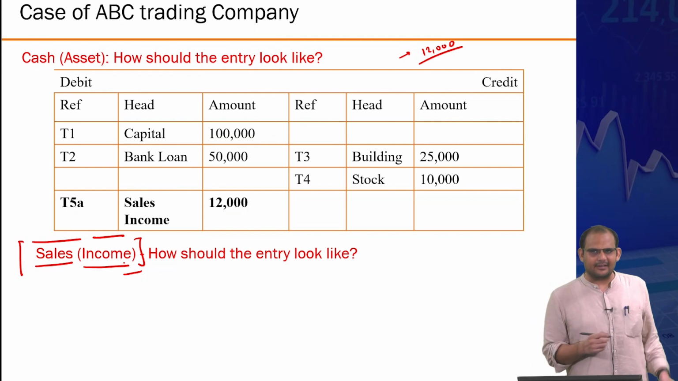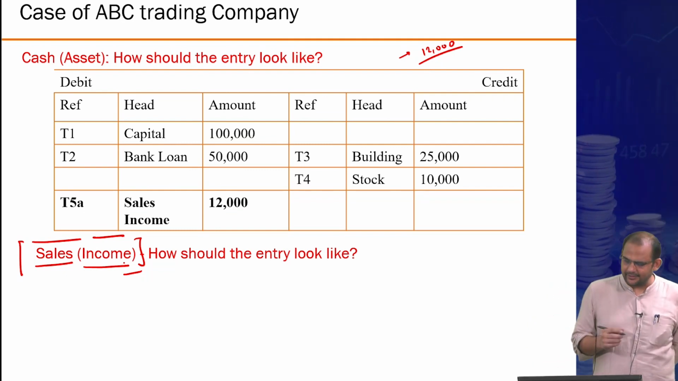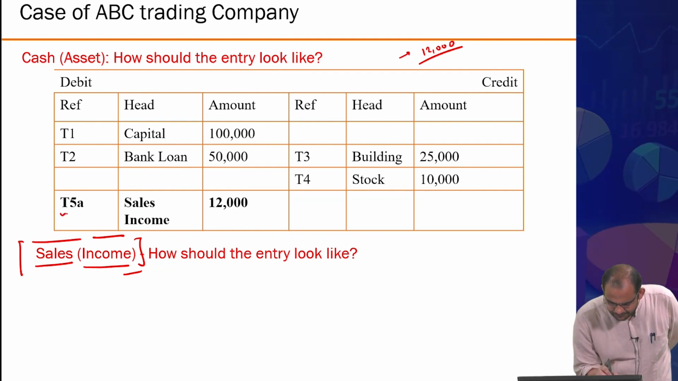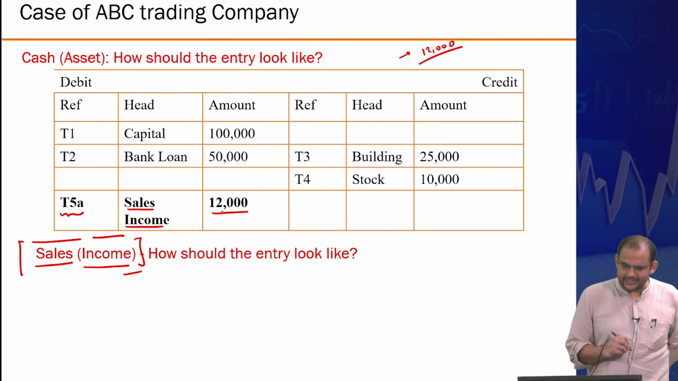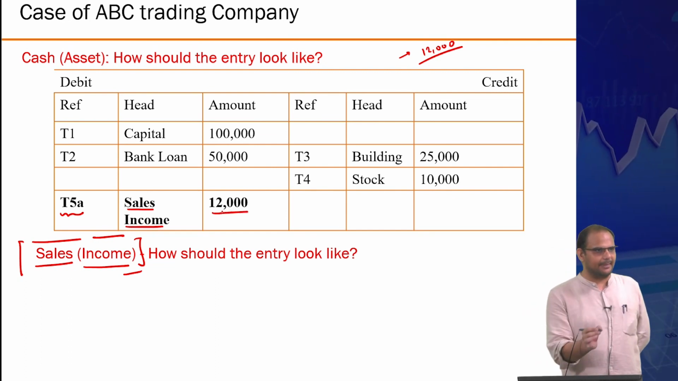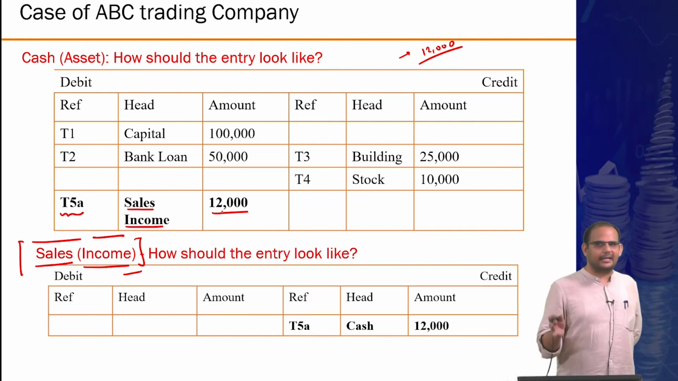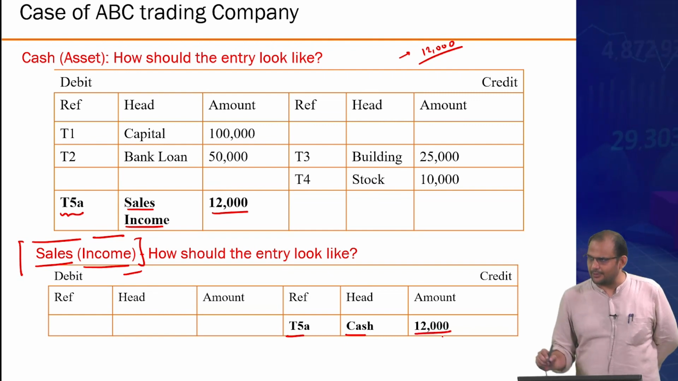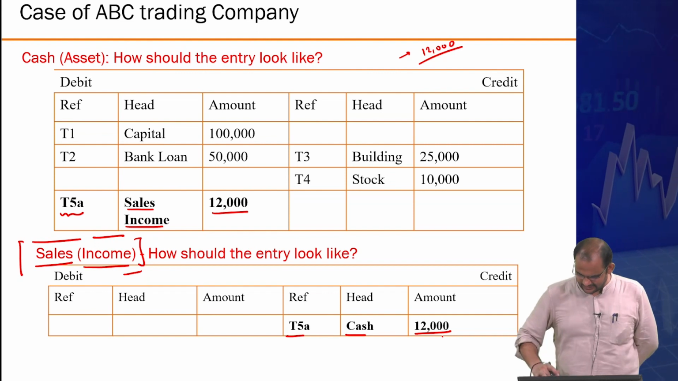So this particular transaction is a little bit complex to handle from a T ledger's perspective. So they create two-entry procedures. T5A, there is a sales income of 12,000 rupees. It's a cash type, so there is a debit side of it. But then there is an equivalent credit entry, which is the T5A through cash 12,000 rupees. Right? This is making sense.